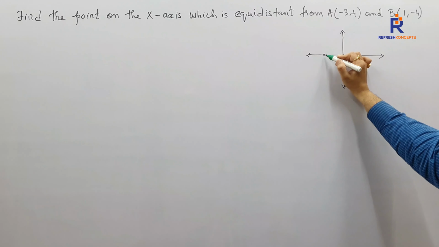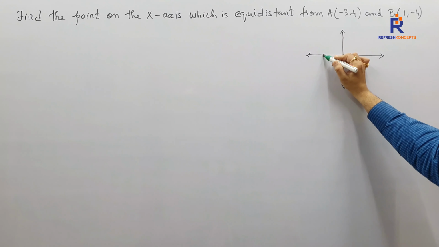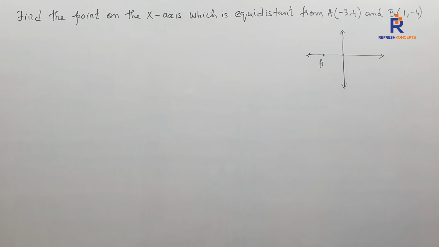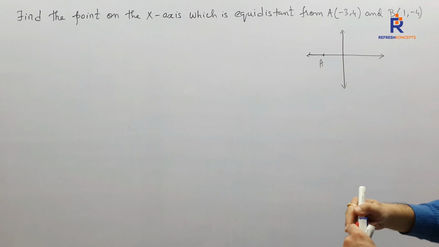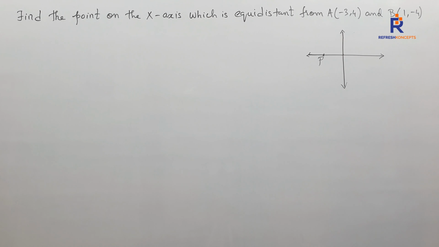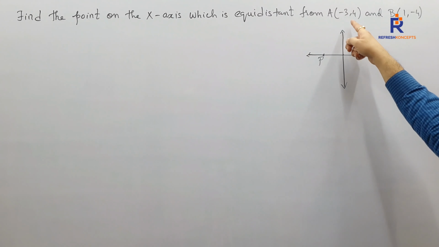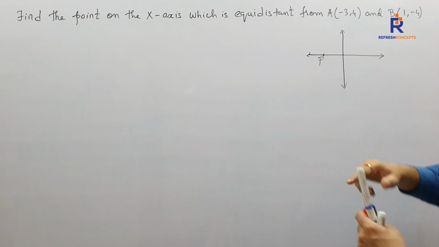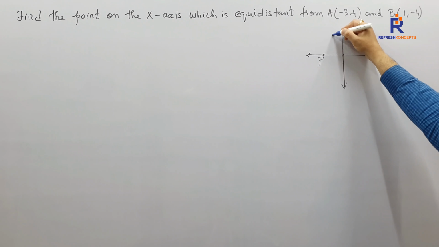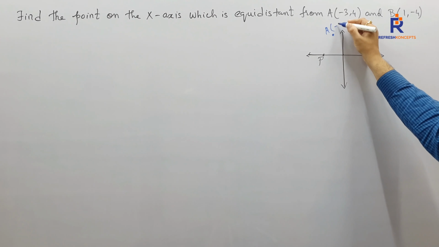I am taking that point, say, on the negative side, say here. Acha, they have already taken the point A, so I'll take this point as point P, which is equidistant from (-3, 4). Say (-3, 4) is here. So this is my point A with (-3, 4).